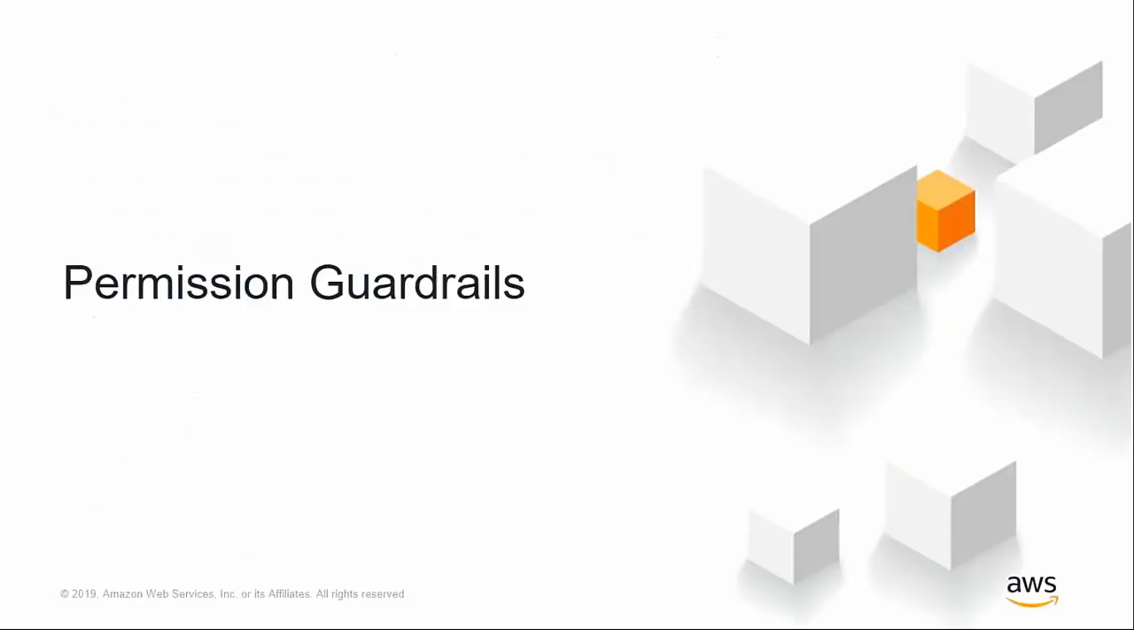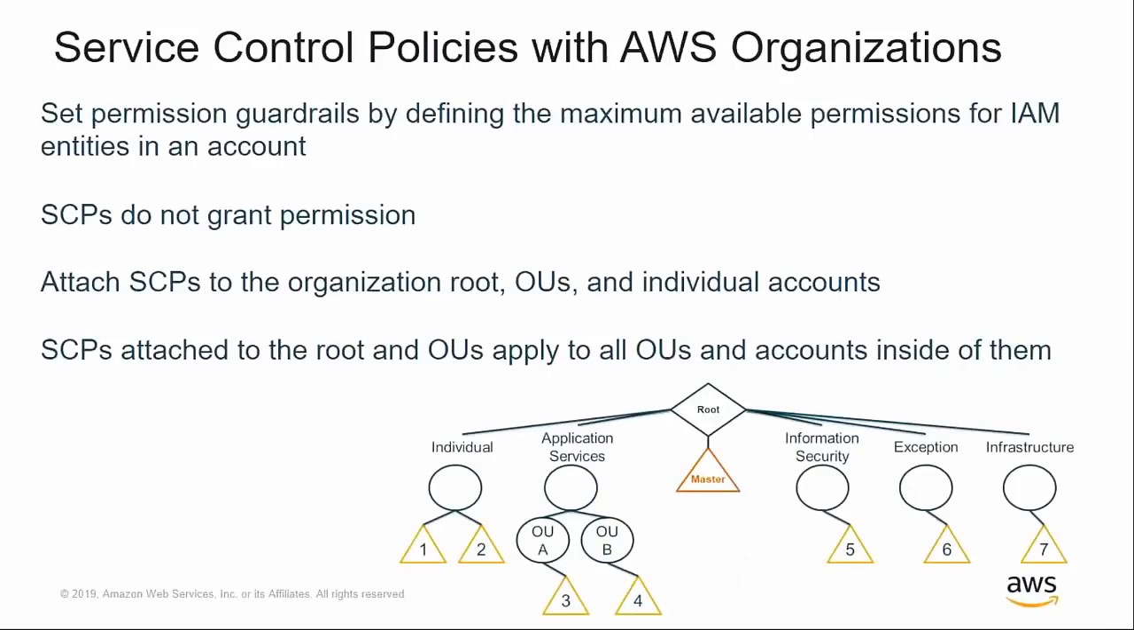Okay, permission guardrails is my favorite topic today to talk about because I get to do a demo. All right, so service control policies. You can set permission guardrails by defining the maximum available permissions for IAM entities in the account. And this also includes root. So keep in mind, SCPs, that's what I'm going to call service control policies from here on forward. SCPs do not grant permission. They are simply saying this is the max, right?